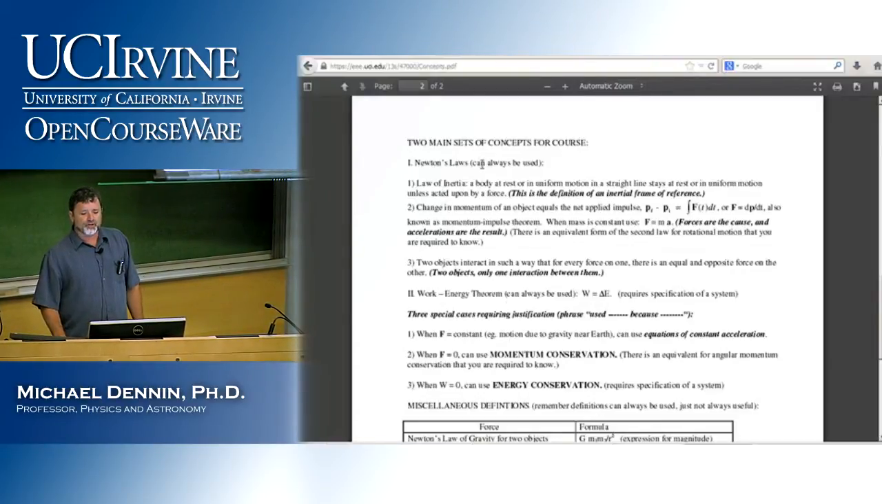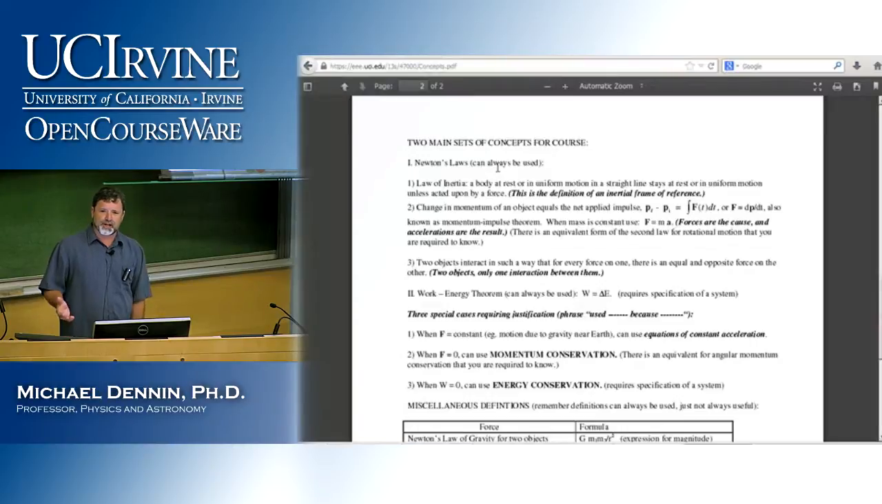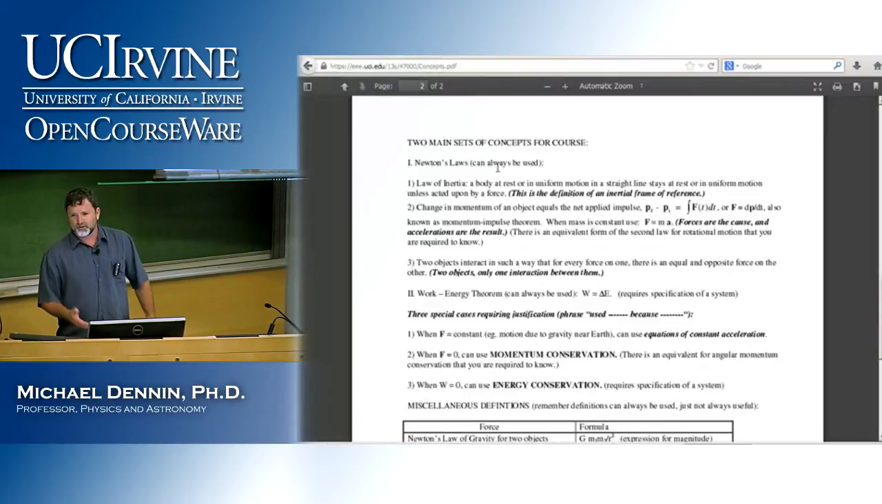Notice Newton's laws you can always use. So if you're going to use Newton's second law or Newton's third law, you just write, I use Newton's second law, I use Newton's third law. If you're going to do something like one of these 3 special cases where you're going to use the equations of constant acceleration, you're going to use momentum conservation, energy conservation, these are all ones that you need to tell me why you're using it.